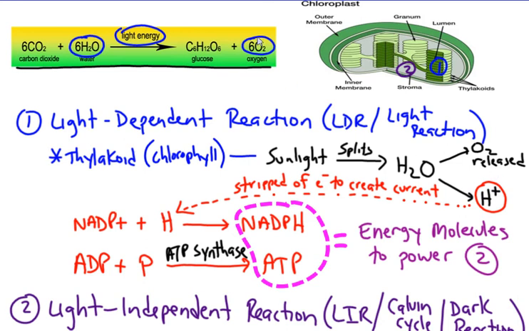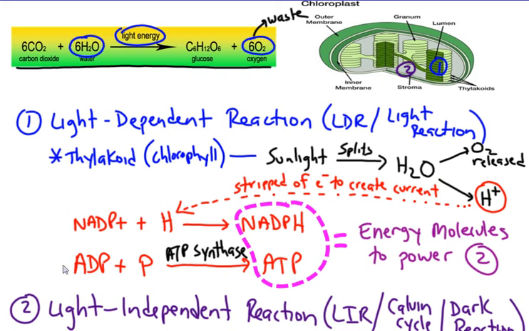Oxygen is released as a waste product, and then we have our hydrogens. Now the hydrogens are going to be stripped of their electrons, and the electrons are going to be moving, and it's going to create an electrical current. And that electrical current is going to be harnessed to build energy molecules.